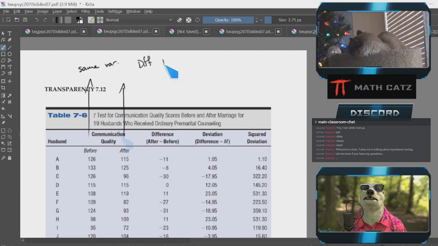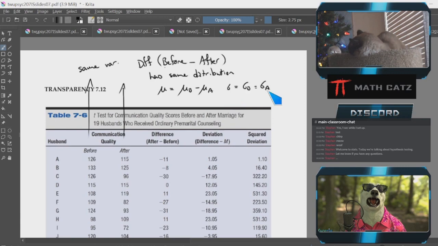The difference we choose, before minus after, as a random variable has a distribution whose mean will be the same as the before minus after mean. Its variance will be the same as the before and the after variance. So the variance is a little different. We don't subtract those. The variance is the same throughout.